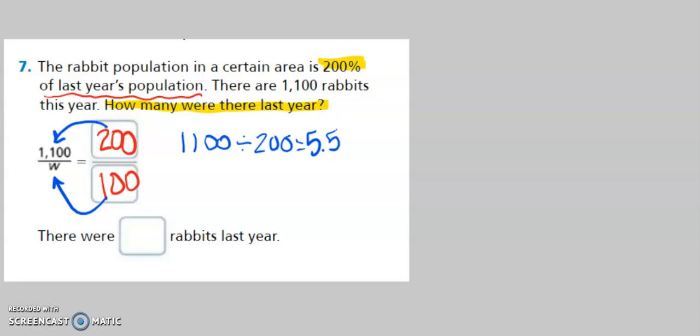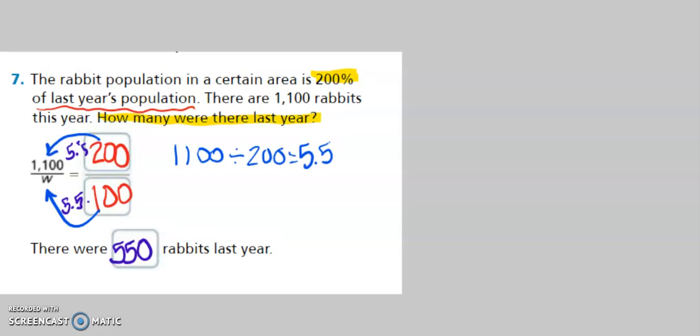So I'm going to multiply. I will multiply 200 by 5.5 to get 1,100. So I'm going to multiply 100 by 5.5 to get the W. So that means my answer is 550 rabbits last year. Let's look at one more.